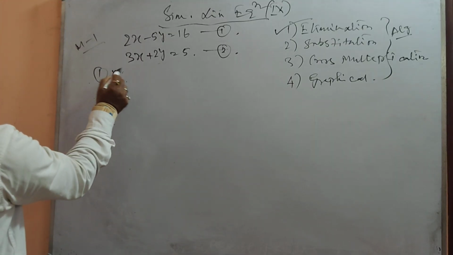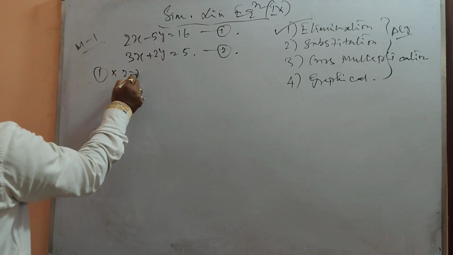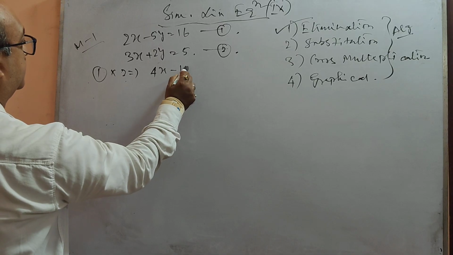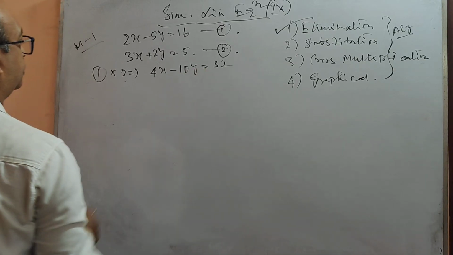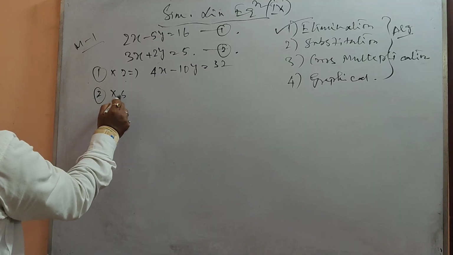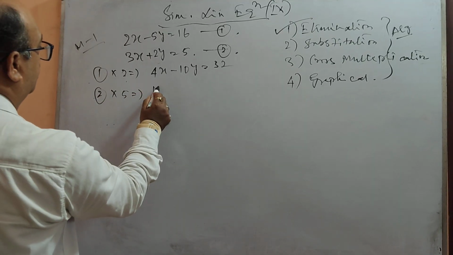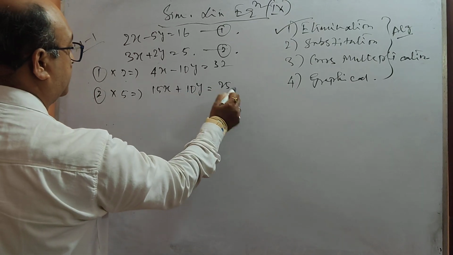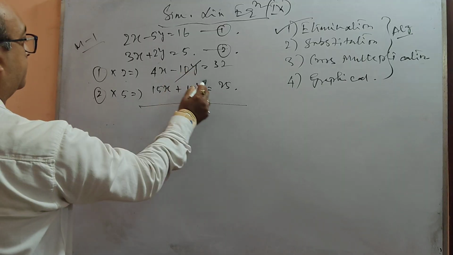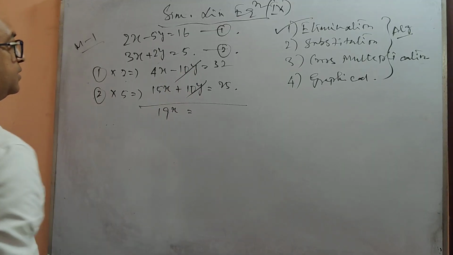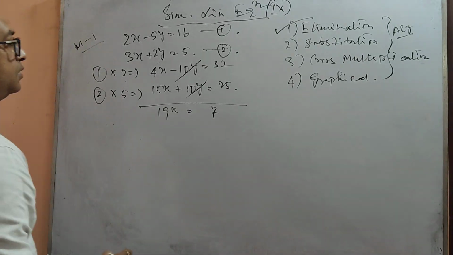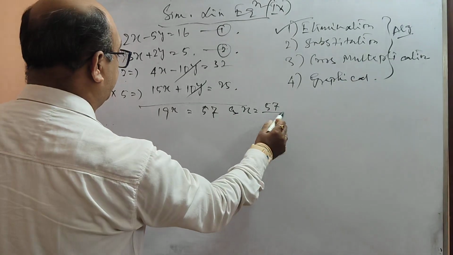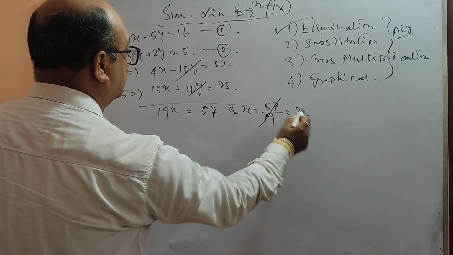So the first equation is to be multiplied by 2 if we want to eliminate y, so we get 4x minus 10y equals 32, and the second to be multiplied by 5, so we get 15x plus 10y equals 25. Adding, this is 19x equals 57, so x is equal to 57 by 19, so 3.